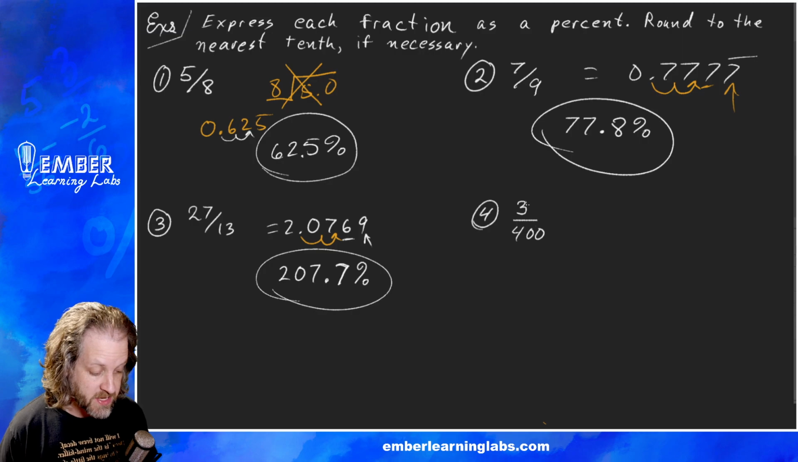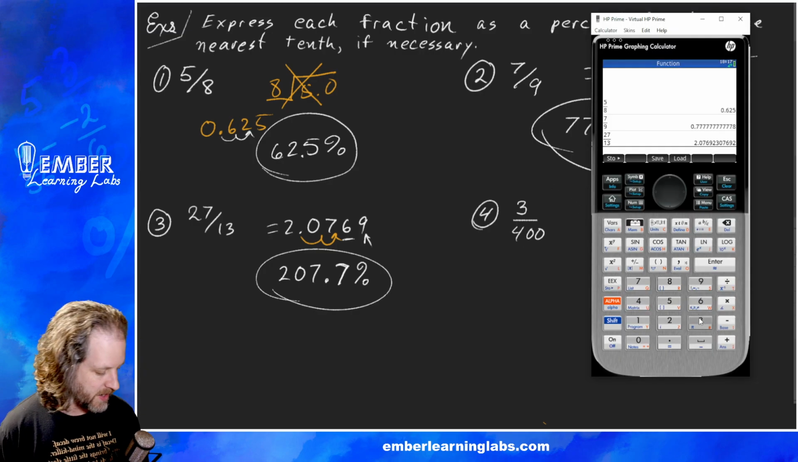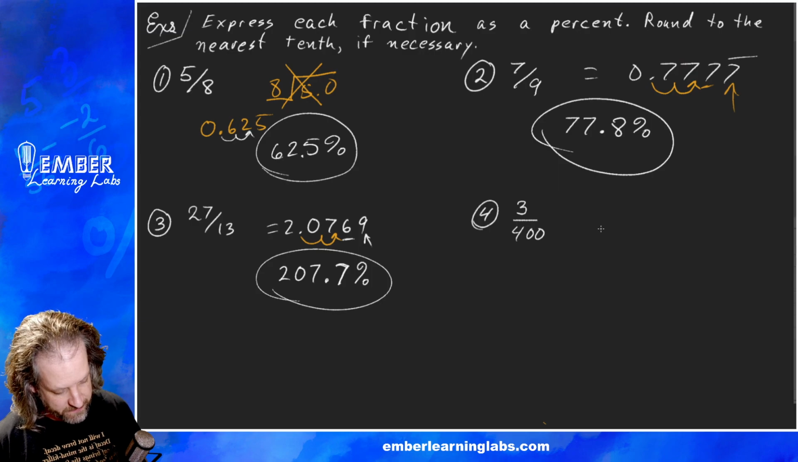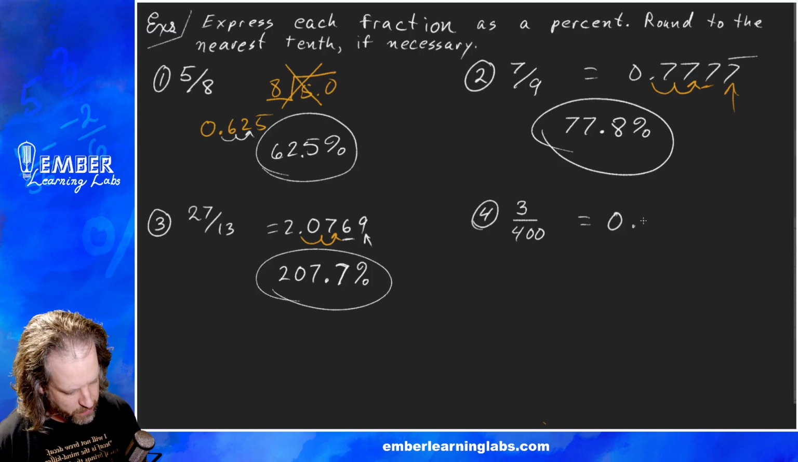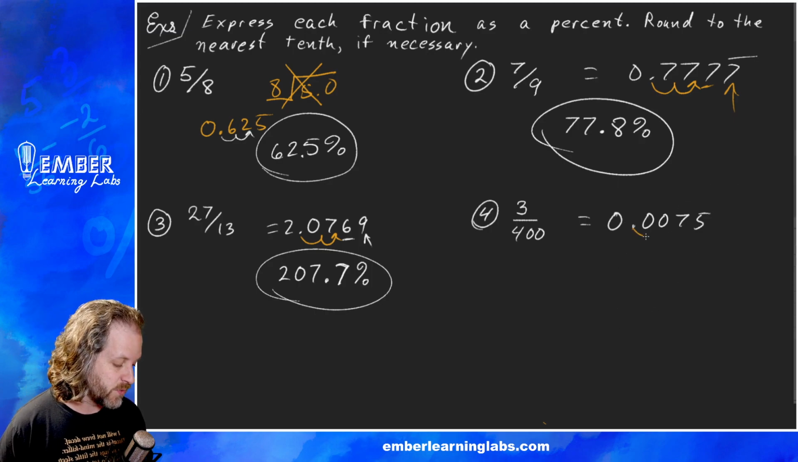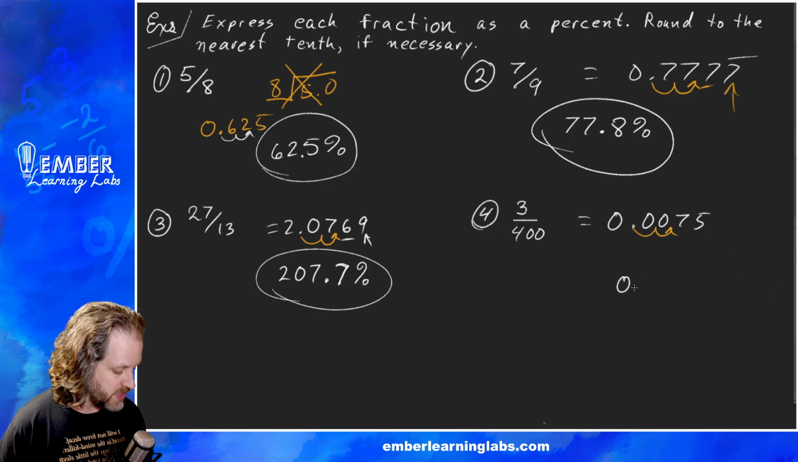All right, this is going to be a pretty small percent, right? It's a pretty small fraction. So let's grab our little calculator and do 3 divided by 400 equals 0.0075. So this equals 0.0075. So to convert this decimal to a percent, we're going to move the decimal once and then twice. And we end up with 0.75%.